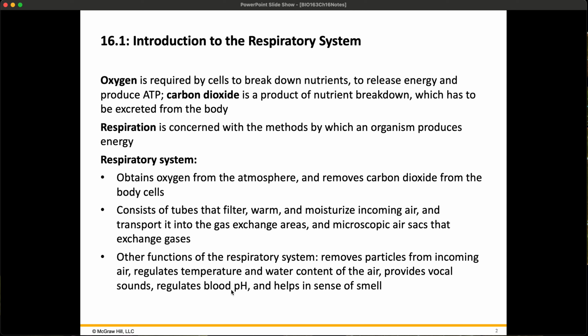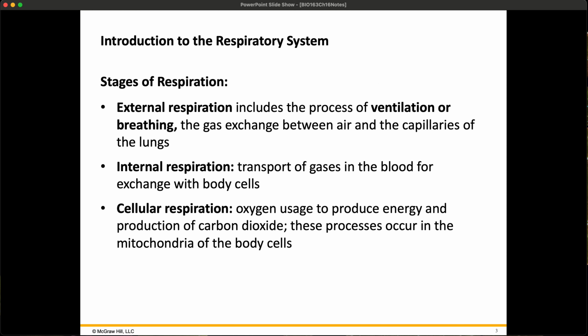It helps to regulate our blood pH. We'll get more into blood pH. I think it's in chapter 18 when we pair that with the urinary system. But we'll see how it helps to regulate blood pH through the carbon dioxide levels. And there's the sense of smell. Smell is very important to us for eating and for just general sensory awareness.